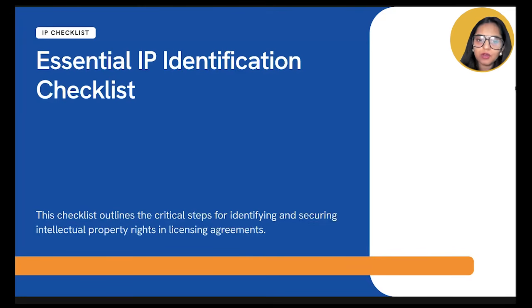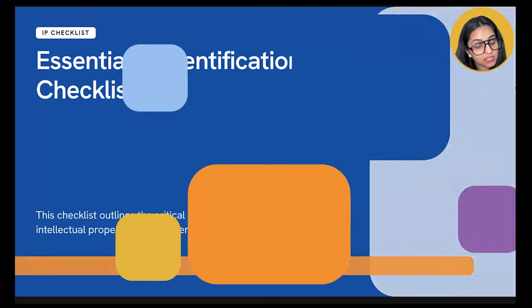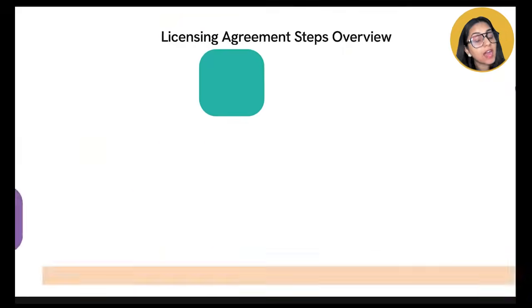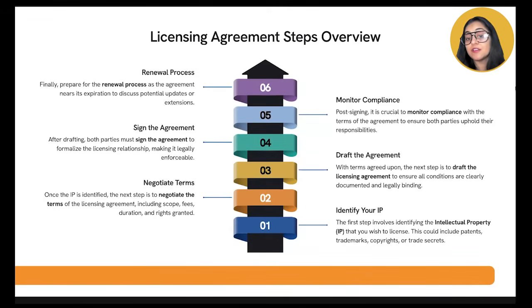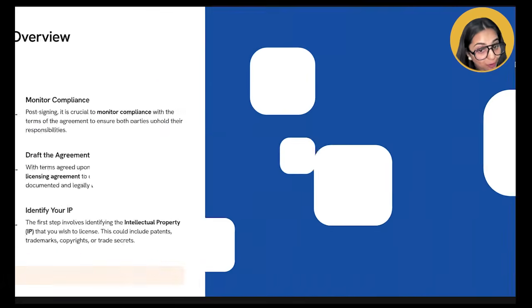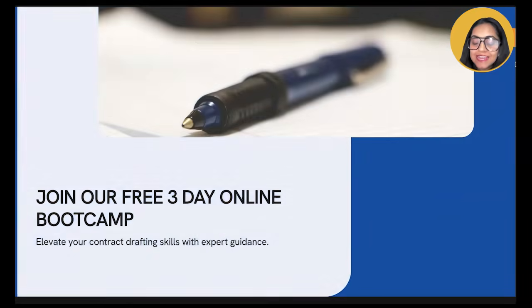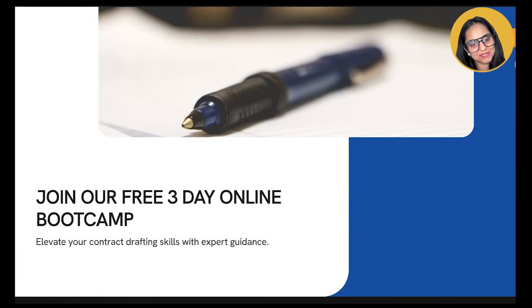Finally, let's take a look at this simple flowchart of the licensing agreement process. From identifying your IP, negotiating terms, drafting and signing the agreement to monitoring compliance and renewal, this flowchart helps break down the process into manageable steps. I hope this video helped clarify the key aspects of licensing agreements.